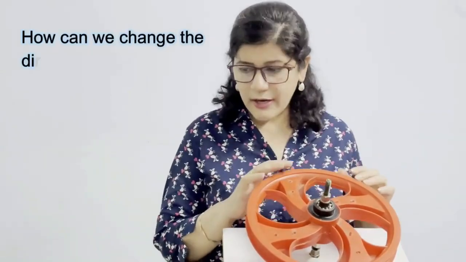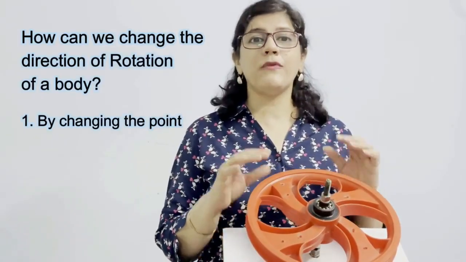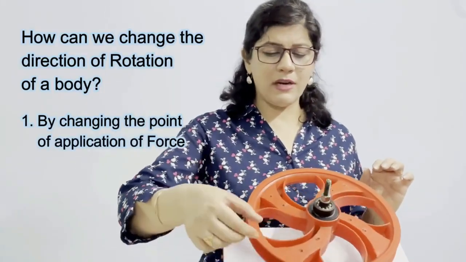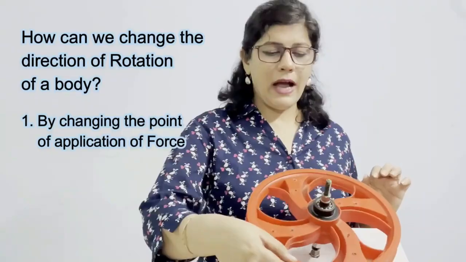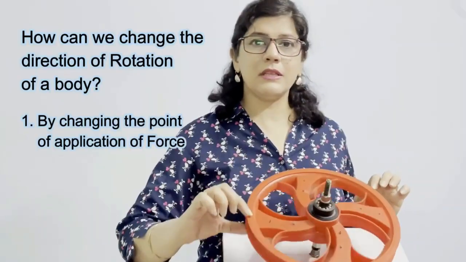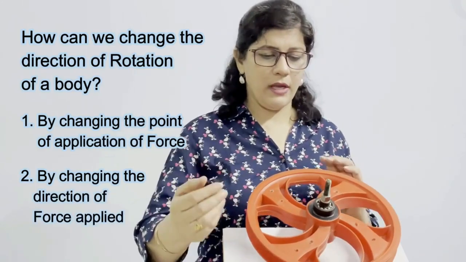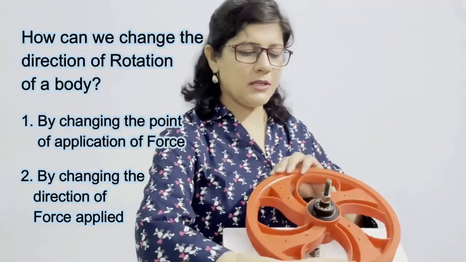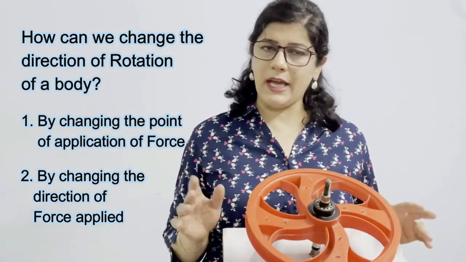Now, how can we change the direction of rotation of a body? There are two ways. One is by changing the point of application of force. If I apply a force such that the body starts rotating in this direction, then this is clockwise direction. If I change the point of application of force and the body starts rotating in the opposite direction, then this is anti-clockwise direction. Or by changing the direction of force applied on the body. If I apply force in this direction, then this is clockwise. If I apply force in this direction, then this is anti-clockwise. So these are the two ways in which direction of rotation of a body can be changed.